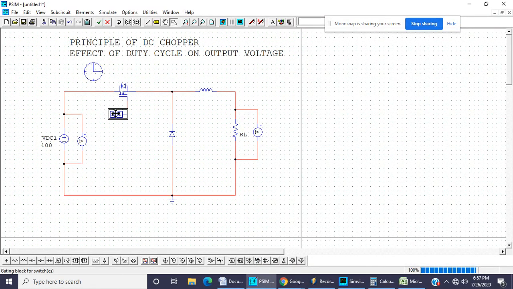So in this way, firing angle alpha can be changed. Thank you.